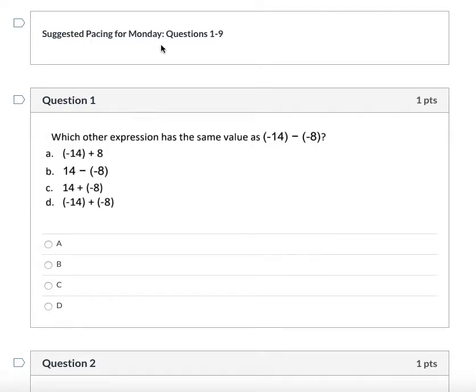Suggested pacing for Monday, questions 1 through 9. Question 1. Which other expression has the same value as -14 minus a -8? A. -14 plus 8?